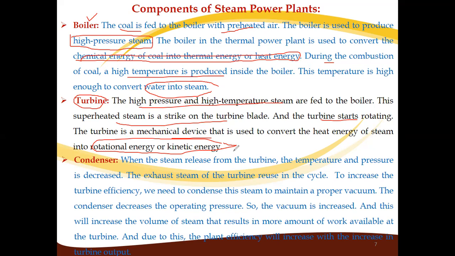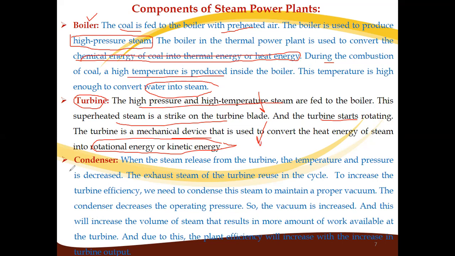So the turbine is mechanically coupled with the alternator or generator via a shaft. When steam is released from the turbine, the temperature as well as the pressure of the steam decreases. And this low pressure, low temperature steam then passes through the condenser. So this is the function of the turbine.